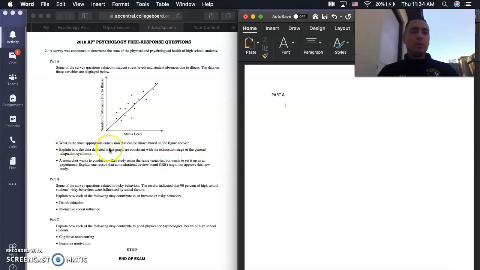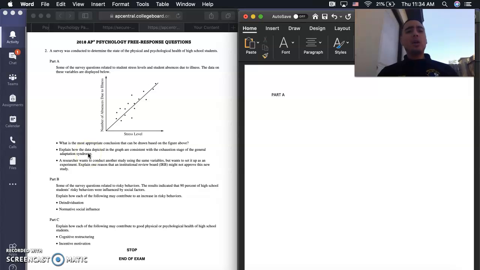It says, what is the most appropriate conclusion that can be drawn based on the figure above? Well, we can say that it's definitely correlated. We can say that the number of absences due to illness is correlated to stress levels. Explain how the data depicted in the graph are consistent with exhaustion level of general adaptation syndrome.